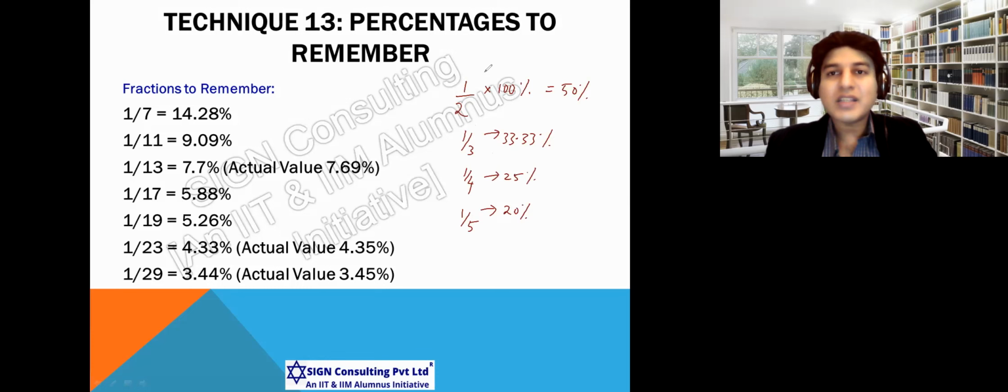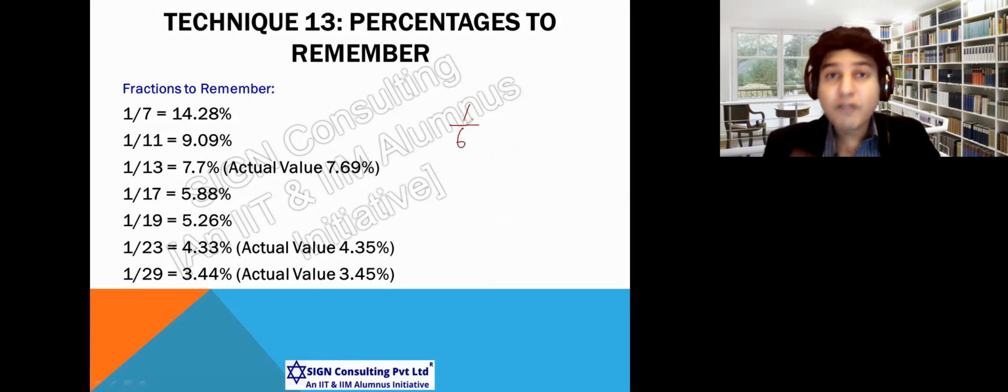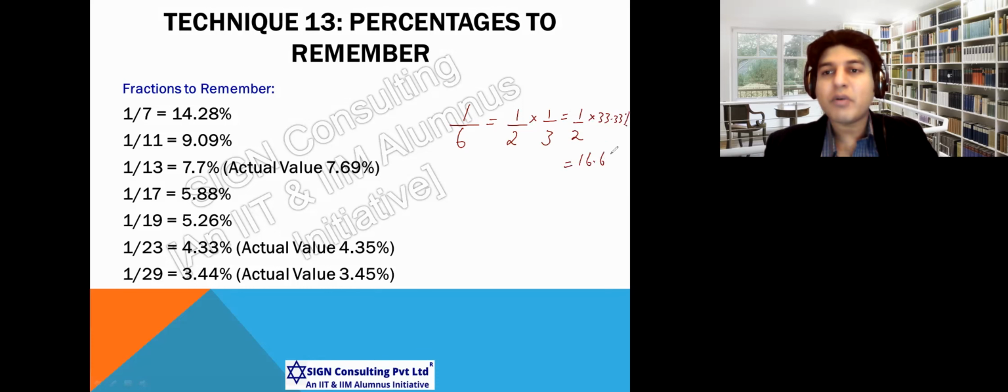Now let's look at the number 1 by 6. For 1 by 6, I can use the split method. I can write it as 1 by 2 into 1 by 3. And I know that 1 by 3 in terms of percentage is 33.33 percentage. So half of it is 16.66 percentage.